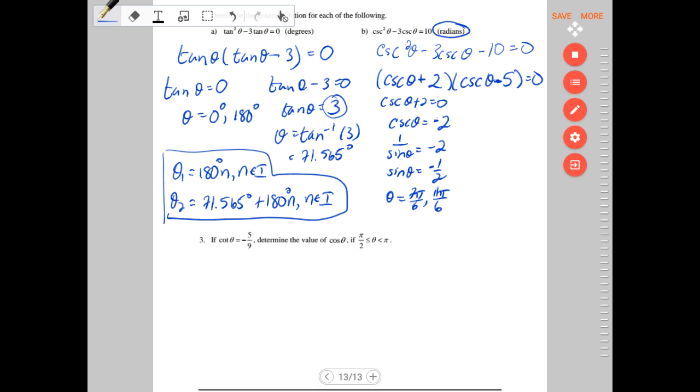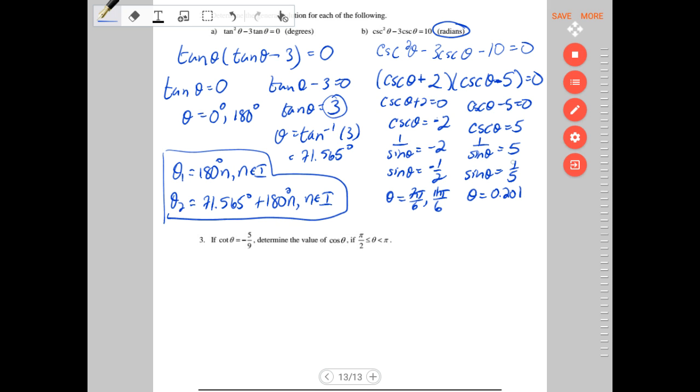Okay, and we have cosecant theta minus 5 equals 0. So cosecant theta equals 5. 1 over sine theta equals 5. So then sine theta equals 1/5. 1/5 is not on the unit circle, so we have to go sine inverse of 1/5. Again, make sure you're in radian mode. Theta will equal 0.201.